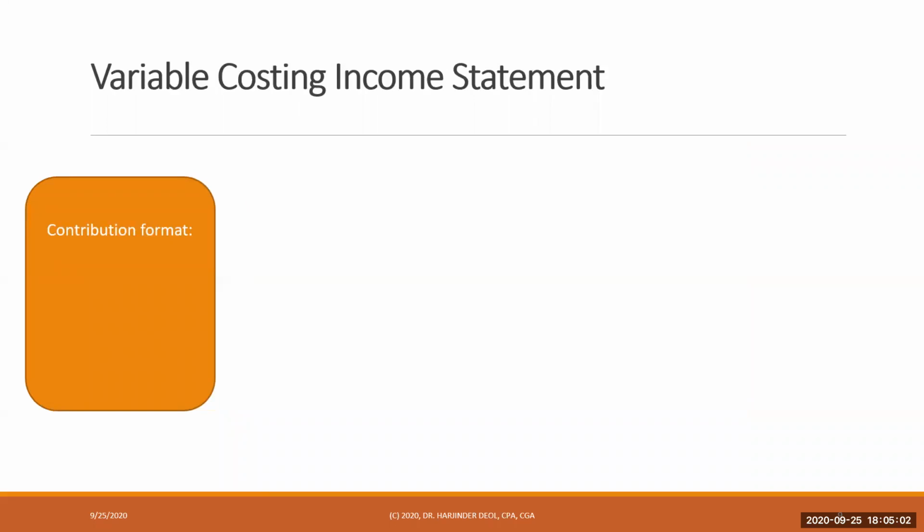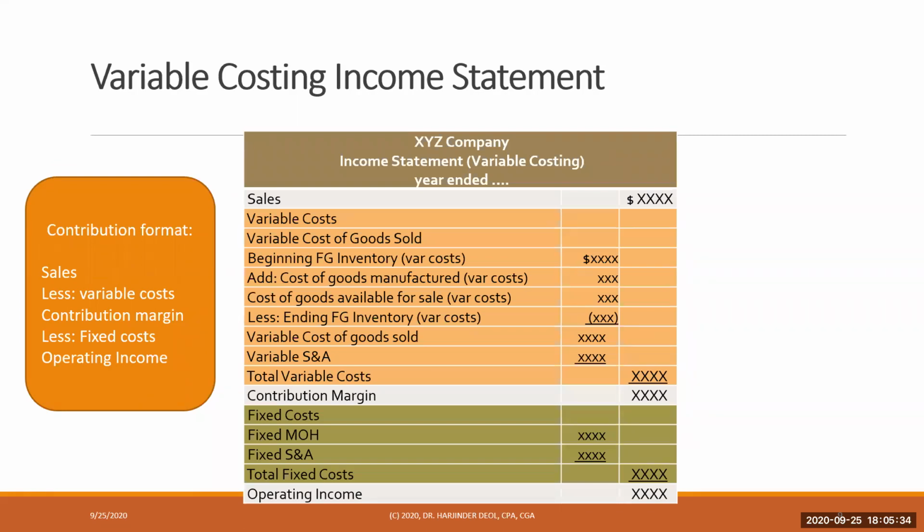The variable costing income statement follows the contribution format we learned in earlier chapters, in chapters 3 and 4. And you'll recall that under the contribution format, we begin with sales, subtract all variable costs to get contribution margin. And from contribution margin, we subtract all fixed costs to get operating income. In an expanded form, that's what the income statement under variable costing will look like.